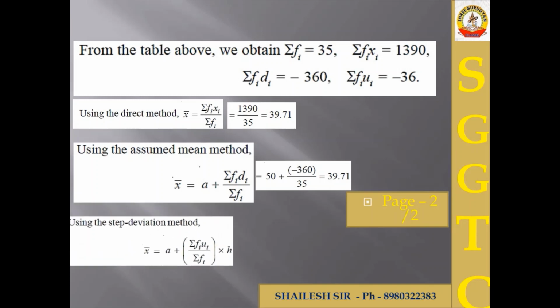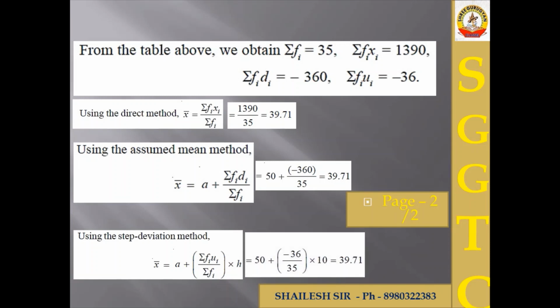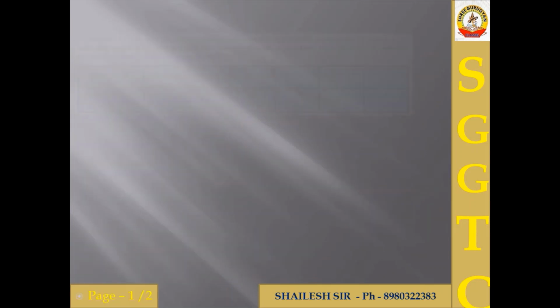And the third one is the step deviation method, only the height h is extra in fi ui upon sigma fi. Put in the values and calculate, and your answer is 39.70. Means finally, in all three methods utilized, your answer is the same. Yes students, if in the exam they ask only for the direct method, then you only calculate the direct method, sigma fi Xi. The same applies to the assumed mean method and the step deviation method. Yes, I move ahead to the next one.